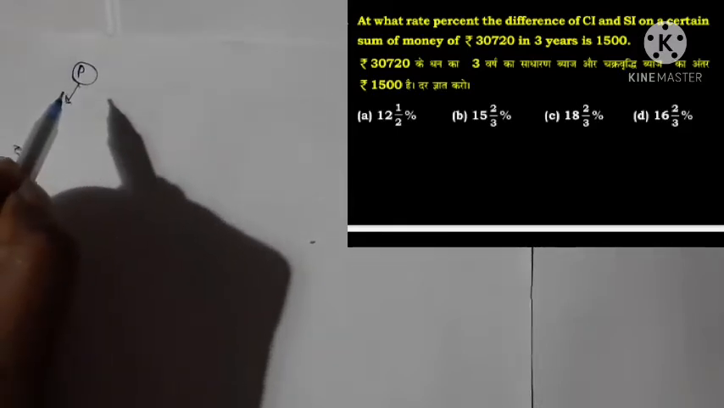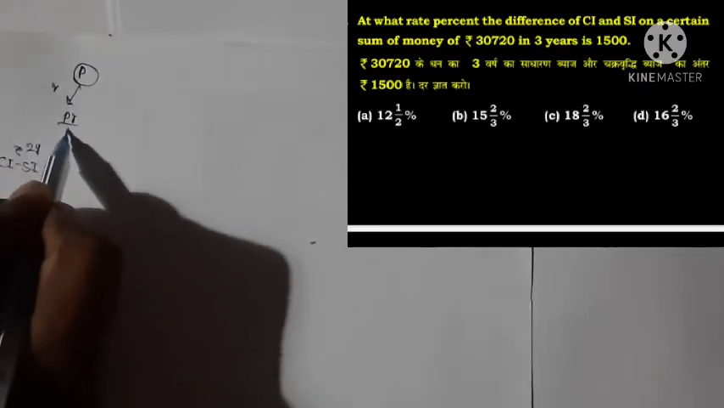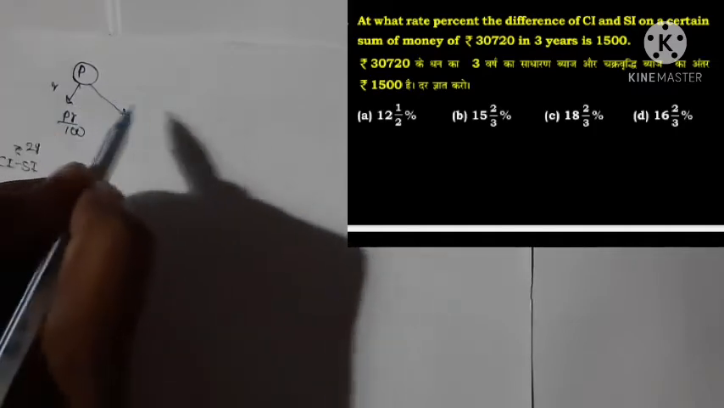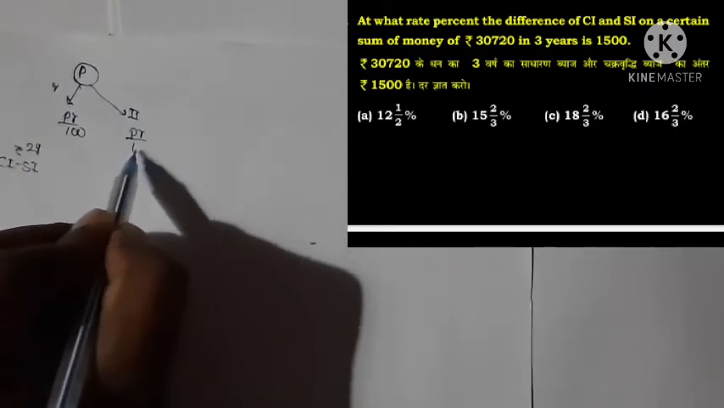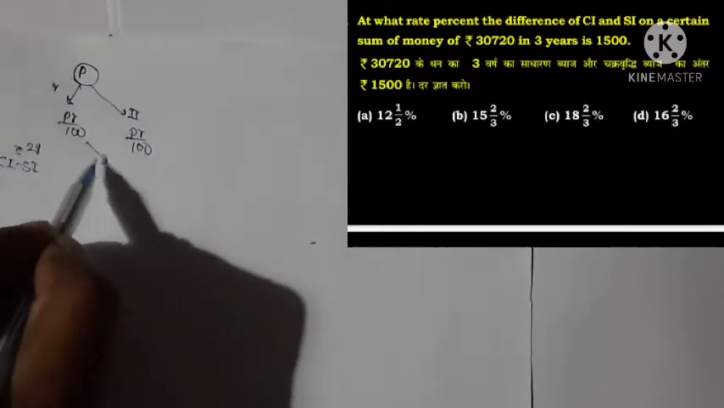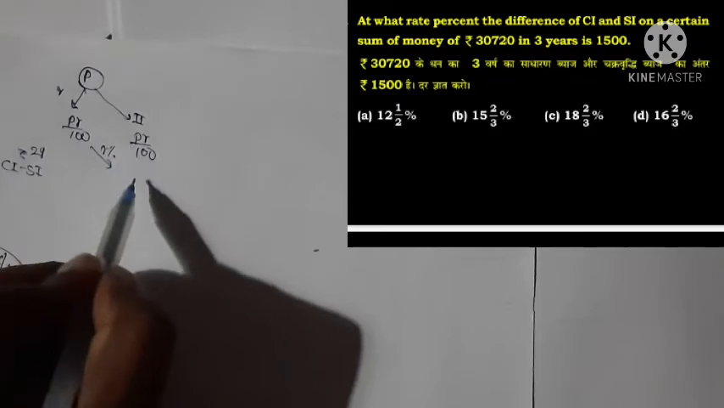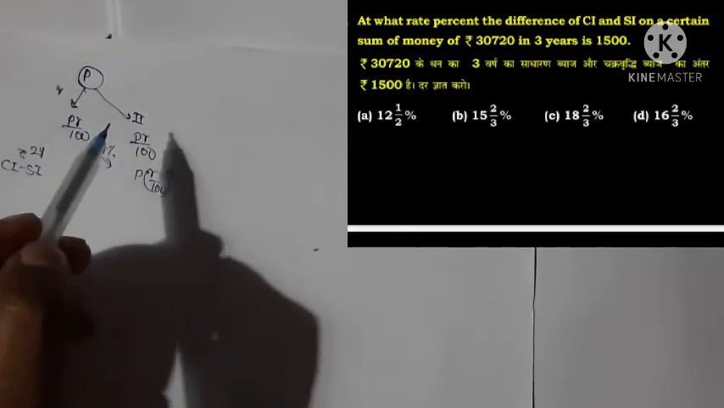So rate of interest is equal to R. So value is PR by 100. So second year interest is PR by 100. Here P R percentage, R by 100. So P R by 100 whole square.